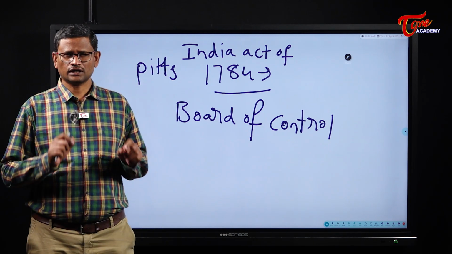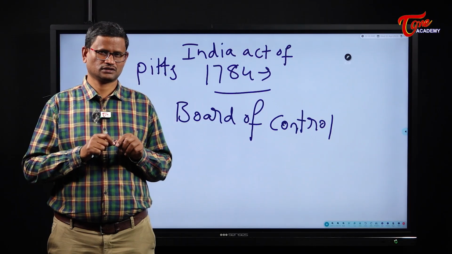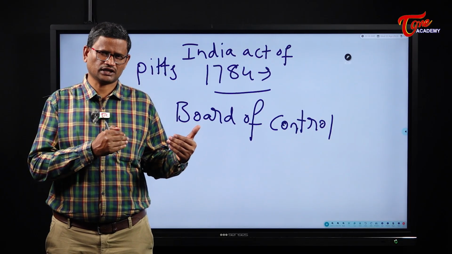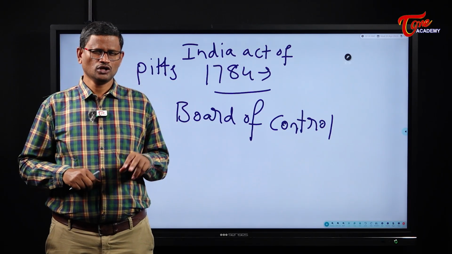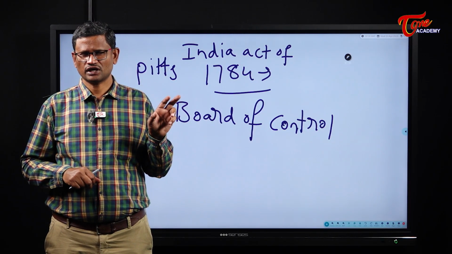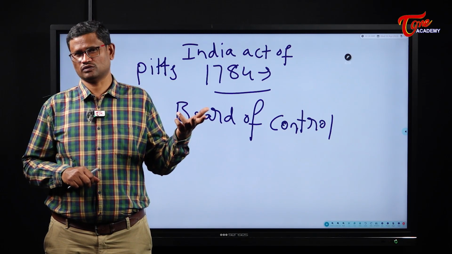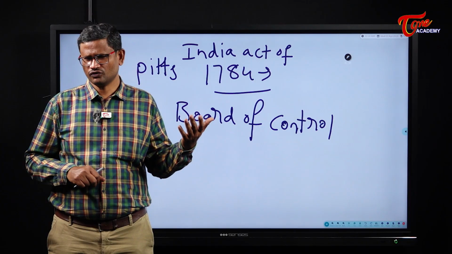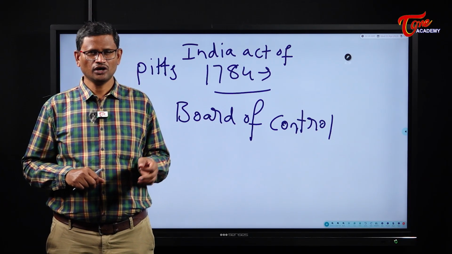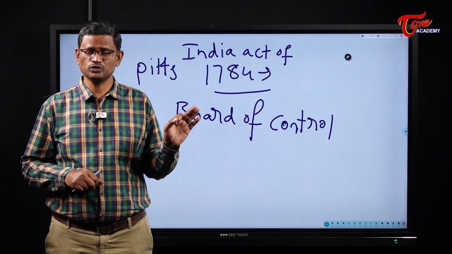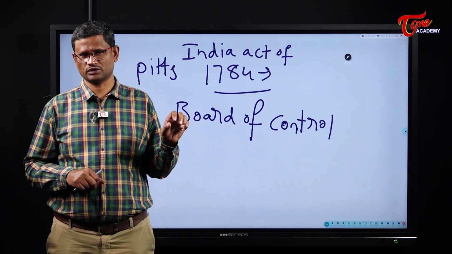Now under the Regulating Act of 1773 we had already the Court of Directors. Under the Pitt's India Act of 1784, we created a new body called the Board of Control. So Pitt's India Act of 1784 laid the foundations for yet another kind of dual government, because the Court of Directors looked after the commercial functions of English East India Company, and the Board of Control looked after the administrative functions of English East India Company. This is also called dual government.